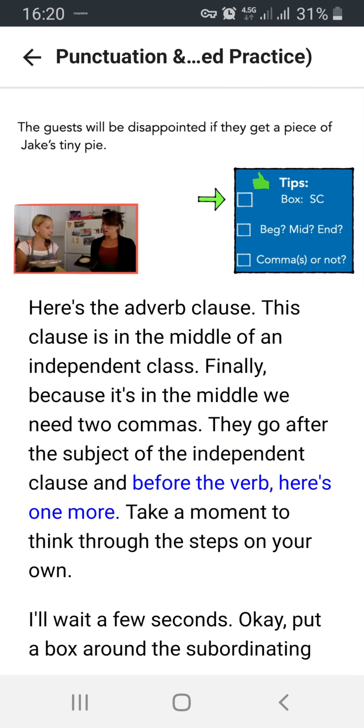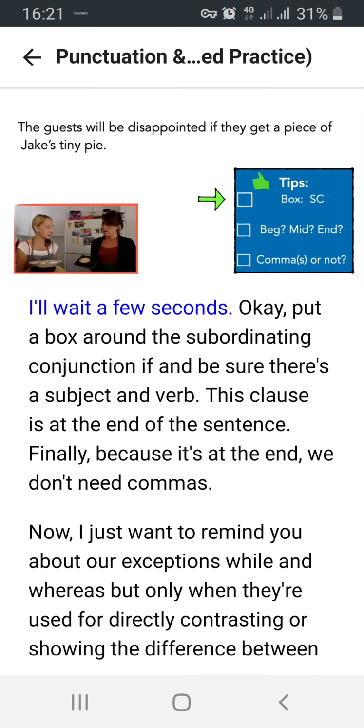Here's one more. Take a moment to think through the steps on your own. I'll wait a few seconds. Okay, put a box around the subordinating conjunction, if, and be sure there's a subject and verb. This clause is at the end of the sentence. Finally, because it's at the end, we don't need commas.